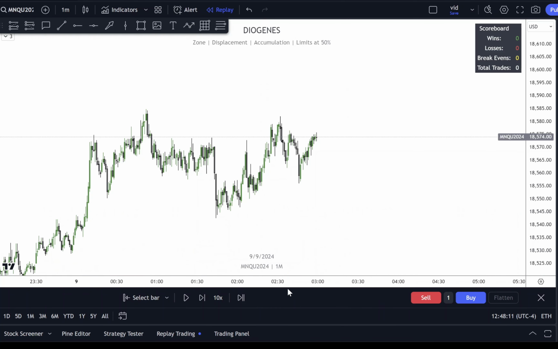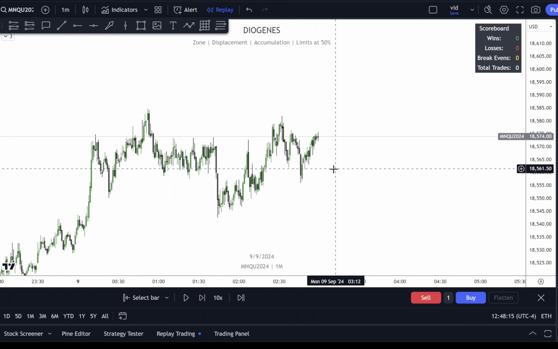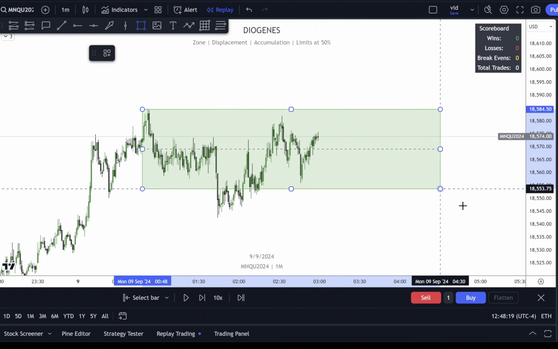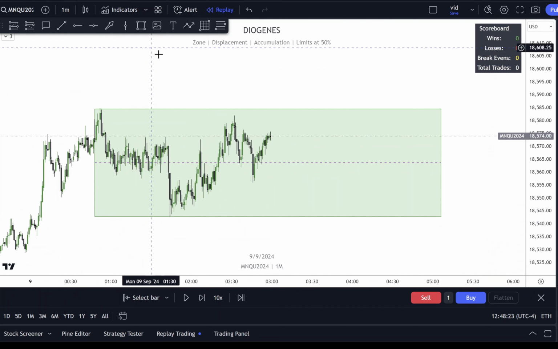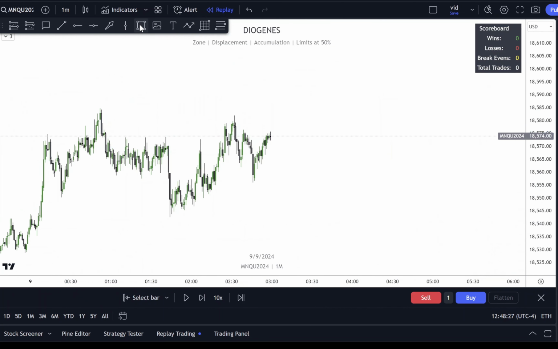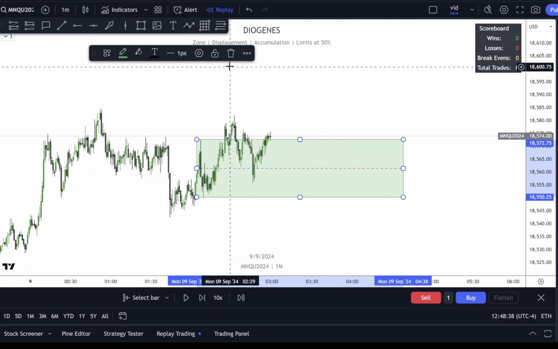Okay, so Monday, 9 September, starting the day at 3 a.m. London time, I can see that we are maybe creating this higher time frame zone. It will be maybe some zone on the higher time frame. I also see that we just flipped back bullish after taking this low, and we respected this 50% and going up.